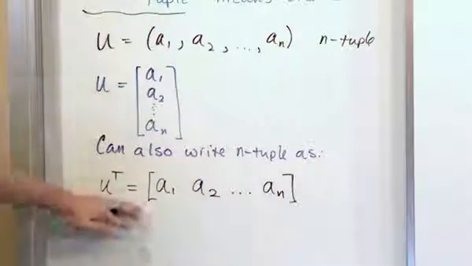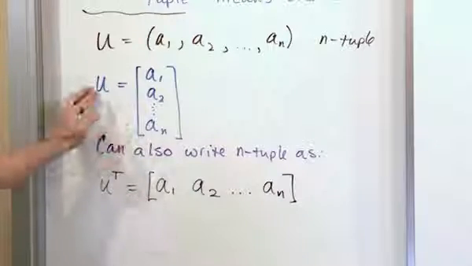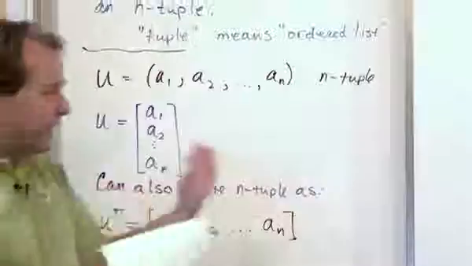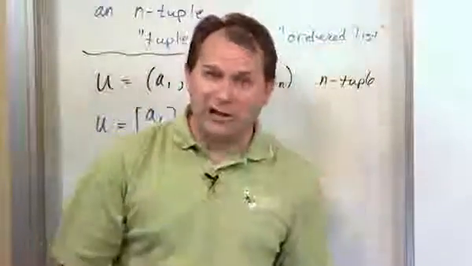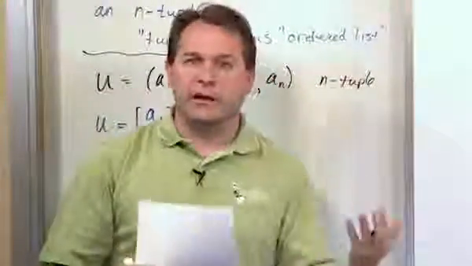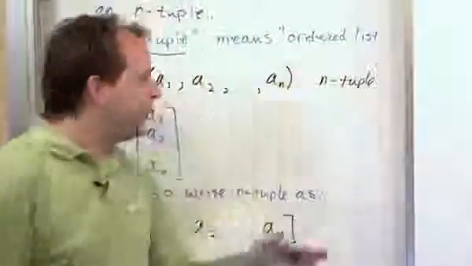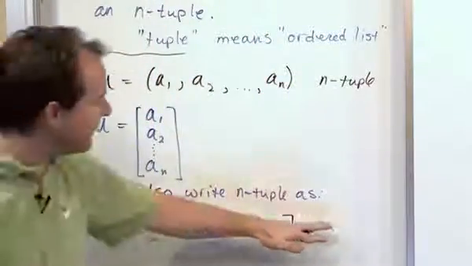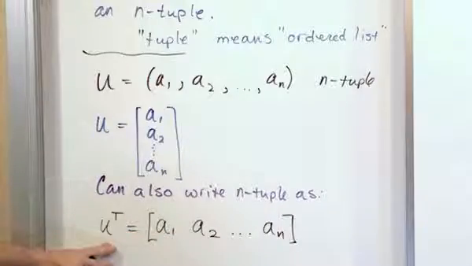So I want you to convince yourselves, this is the transpose of this n-tuple u here, because for transpose, we take the rows and we turn them into columns, right? Or equivalently, we take the columns and switch them into rows. But since there's only one column here, this single column of numbers just becomes a single row in its transpose.